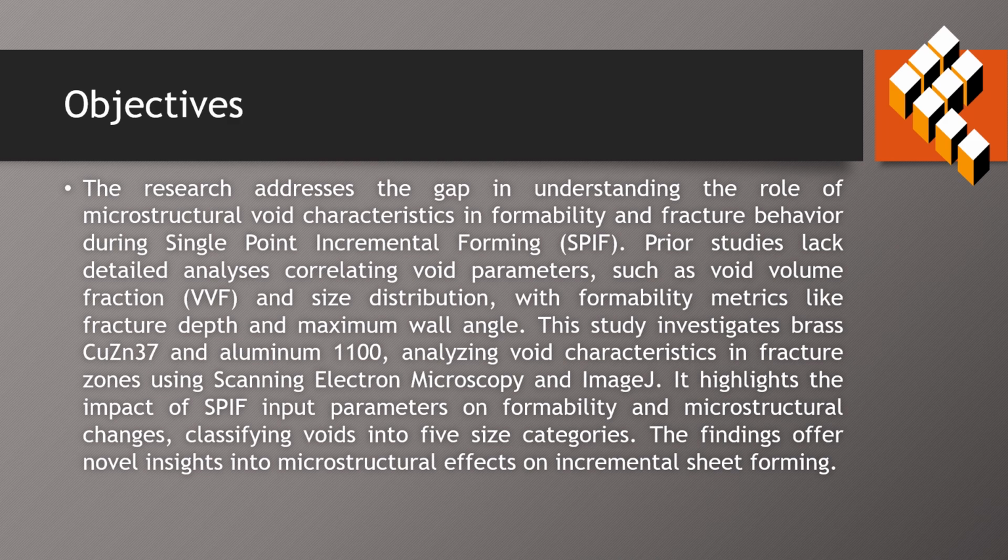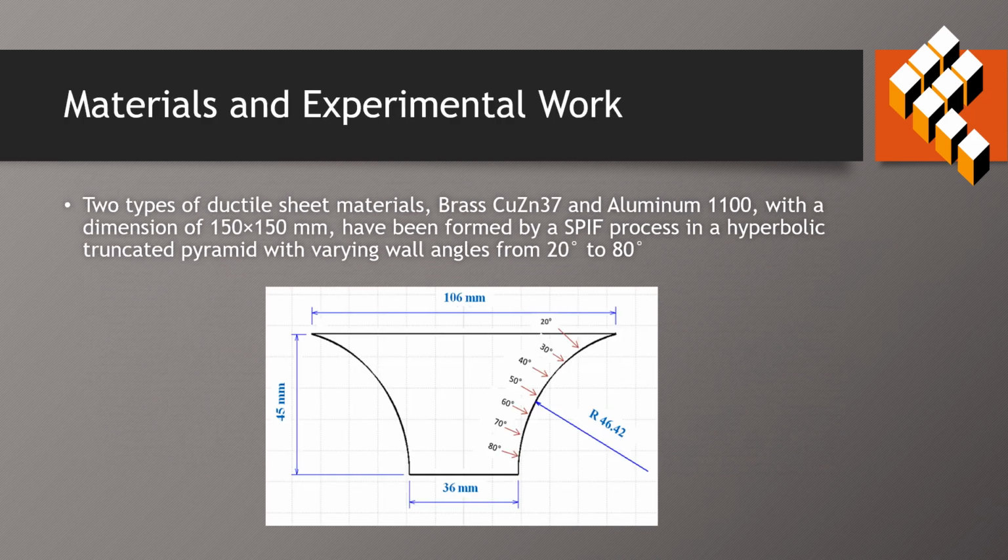This study investigates the forming of brass and aluminum, analyzing void characteristics in the fracture zone using scanning electron microscopy and imaging. It highlights the impact of input parameters on formability and microstructural change, classifying voids into five size categories. The findings offer novel insight into microstructural effects on incremental sheet forming.